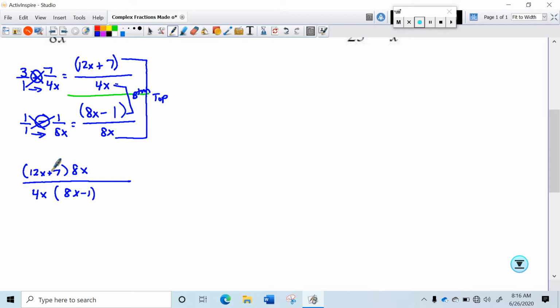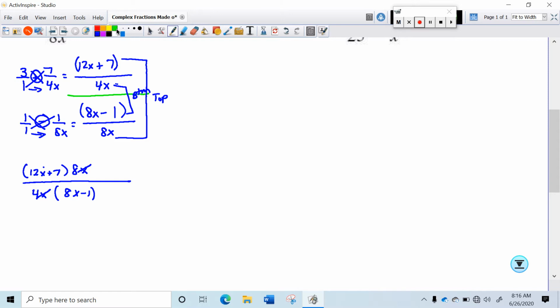Okay, any families in parentheses that are the exact same thing, you can cancel them out. But 12x plus 7 and 8x minus 1 are not the same. So we have to leave everything in the parentheses alone. Anything on the top that is on the bottom can cancel. The x can cancel because I have an x on the top and an x on the bottom. Again, do not cancel out these other two x's because they're in parentheses. You cannot touch anything in parentheses unless you can factor them first.